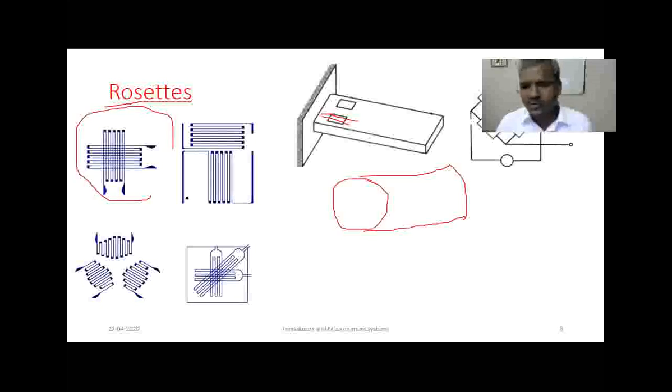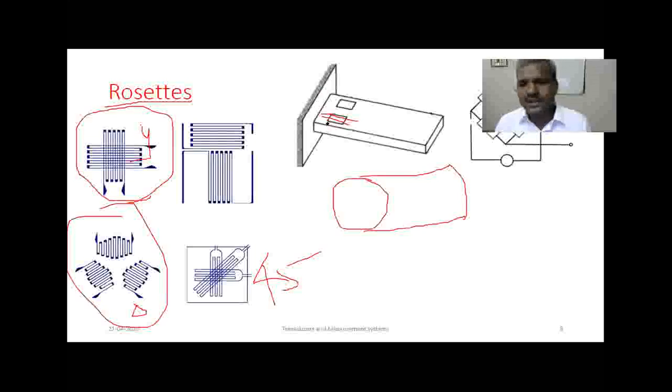There are different types of rosettes. This is a 90-degree rosette, a rectangular rosette. This is a delta rosette. This is a 45-degree rosette. This is a 90-degree rosette. This is a rectangular rosette. This is a delta rosette, in the form of a delta.